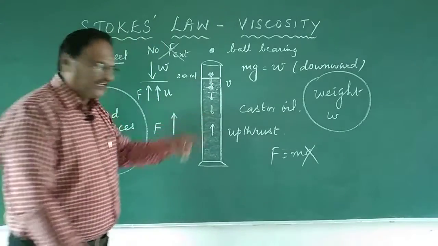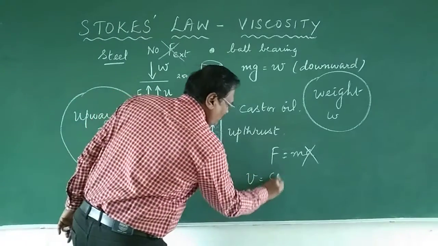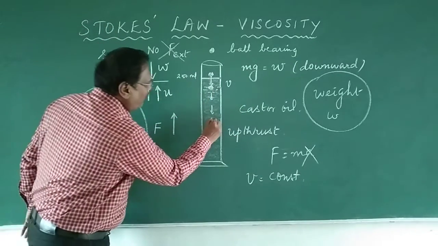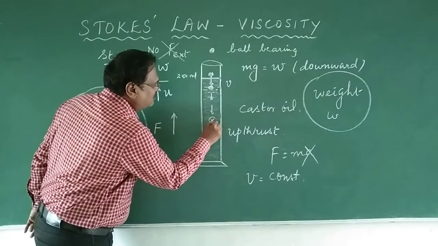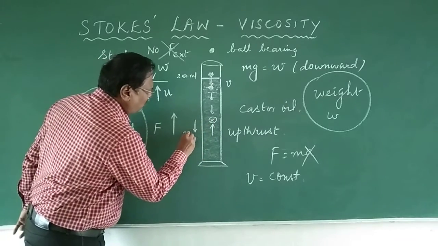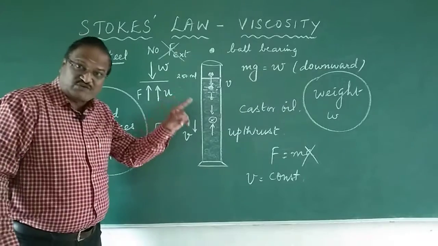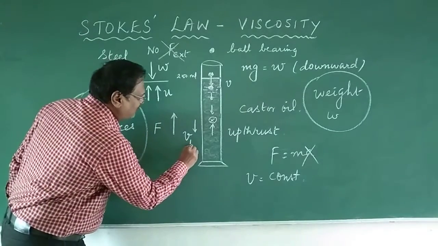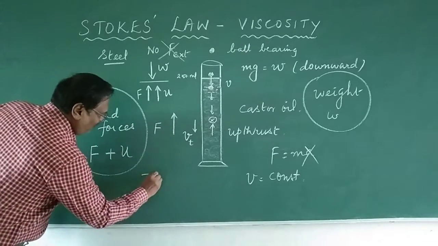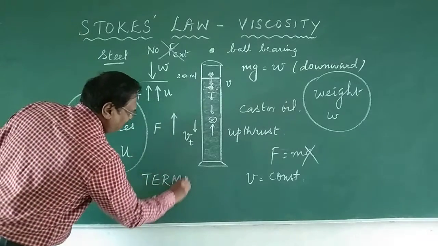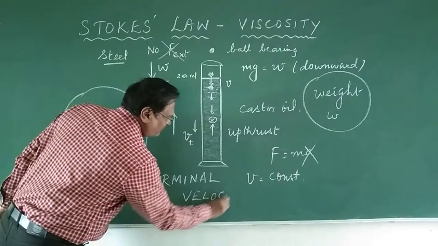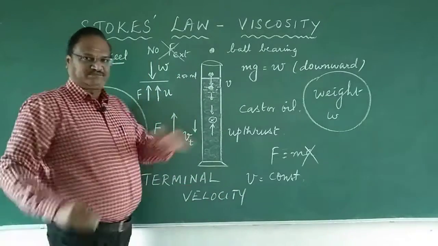If there is no acceleration, the velocity is constant. At this point it reaches that, and from there it will fall with a constant velocity, and that velocity is called terminal velocity, right? The terminal velocity will remain constant.